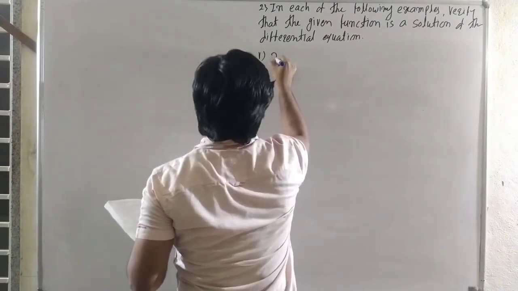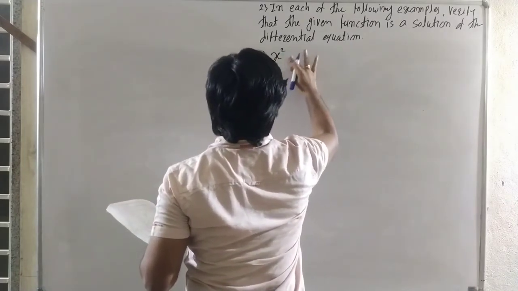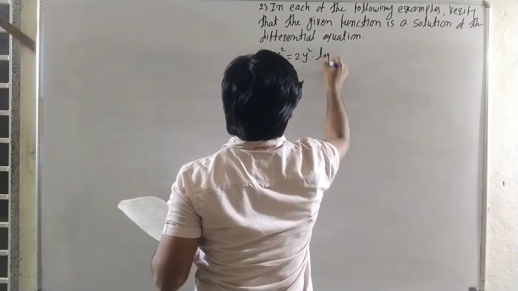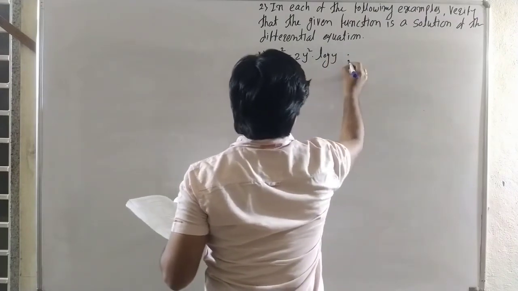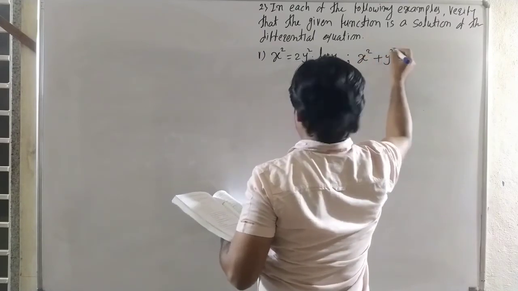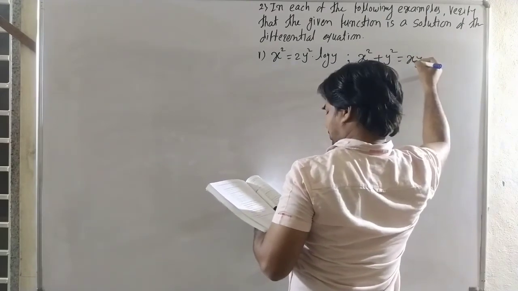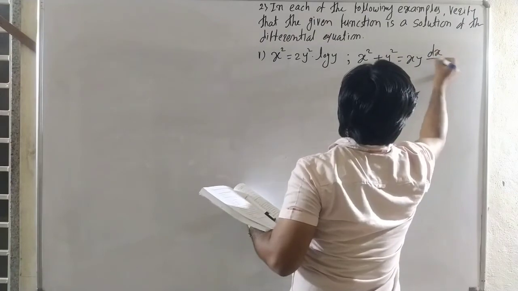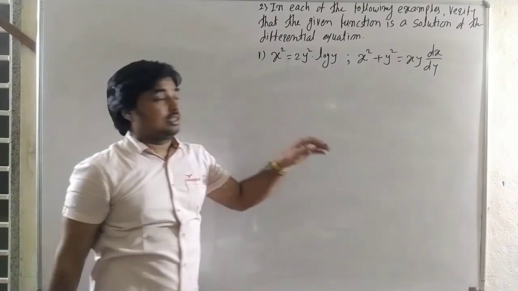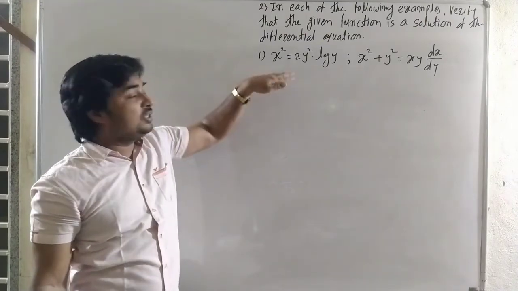Example number 5, x square equal to 2y square into log y. Here we verify it is the solution of the differential equation x square plus y square is equal to xy into dx by dy. Here in all the previous examples there is a derivative dy by dx, but here it is dx by dy. So for simplification, here we differentiate with respect to y.